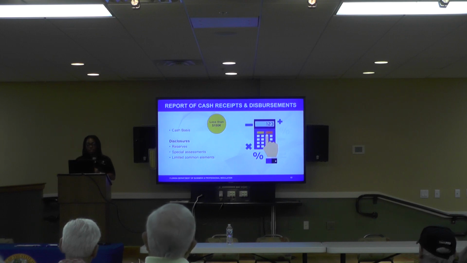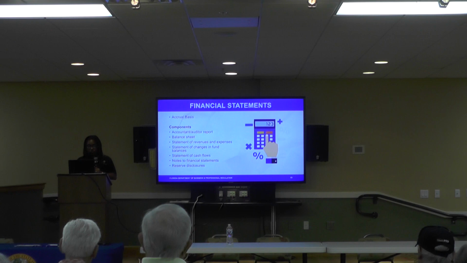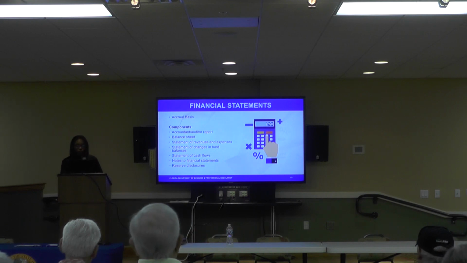This report must include disclosures. The disclosures are reserve disclosures, special assessment disclosures, limited common element disclosures. Financial statements are the second type of reporting. There are 3 different levels as mentioned prior. We will discuss them more on the next slides.